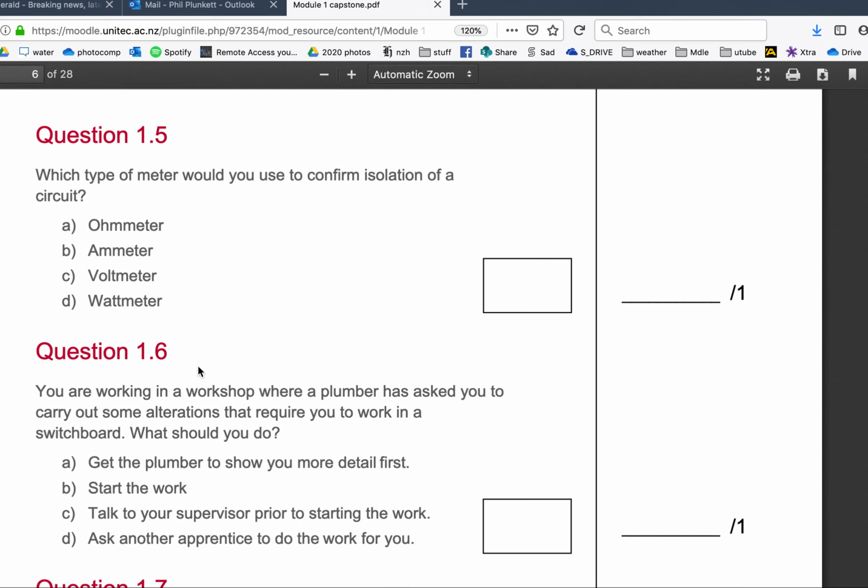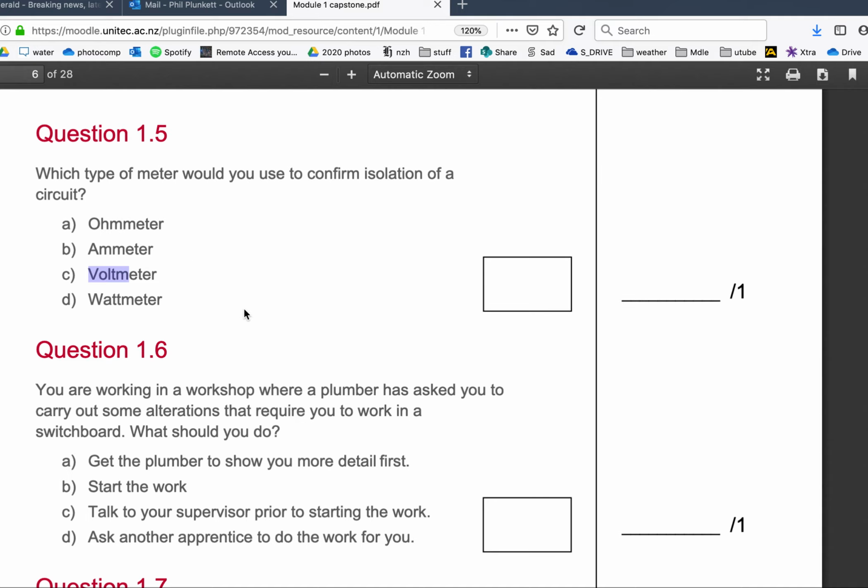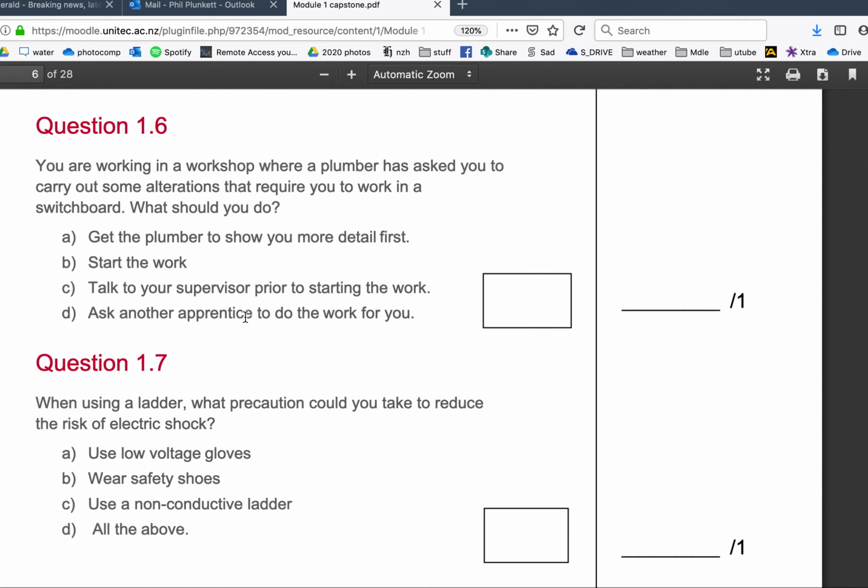Which type of meter would you use to confirm isolation? We're looking for volts when we're doing isolation, so you're going to use a voltmeter. A plumber asks you to carry out some alterations to work in a switchboard. What should you do? You are a trainee in this situation. Okay, so anything you do, you've got to talk to your supervisor.